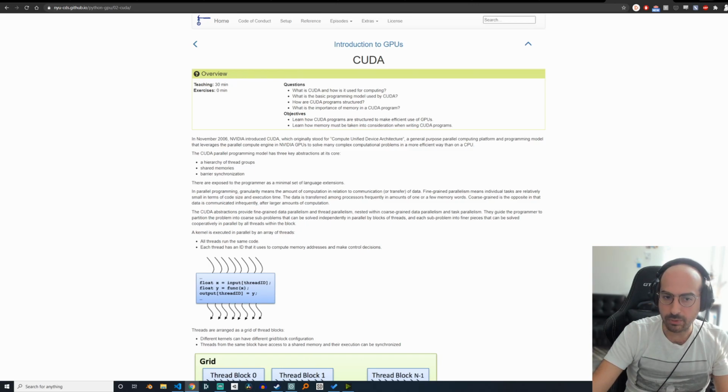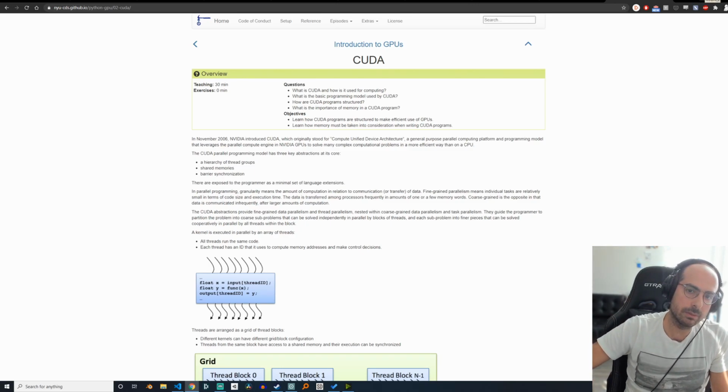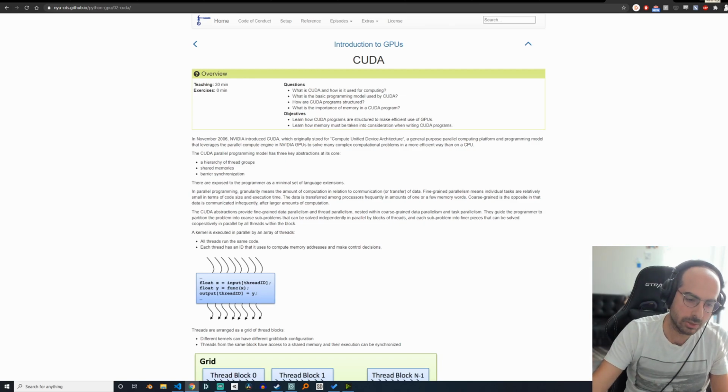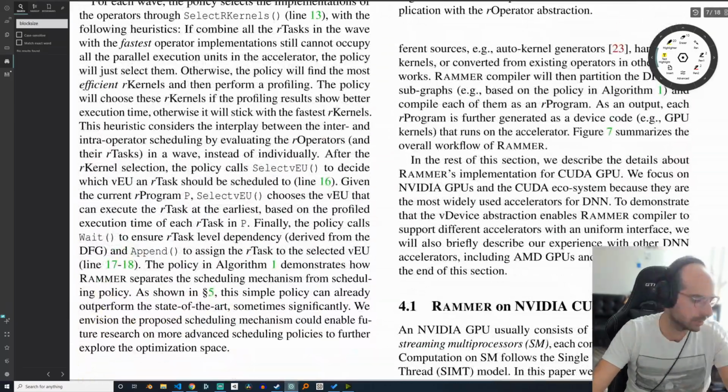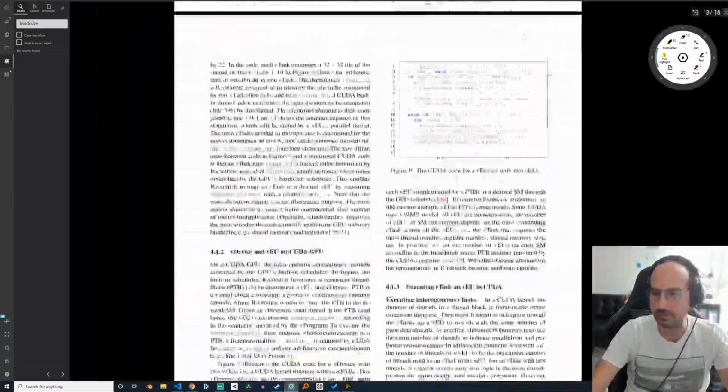Yeah, so I think that was it, everyone. I have a couple more things I want to research, maybe for a future talk around SSAs, control flow graphs, verifiers, polyhedral code generation, regions. But overall, maybe we can just do a quick scan of all the papers again and give them a high-level summary before we call this.